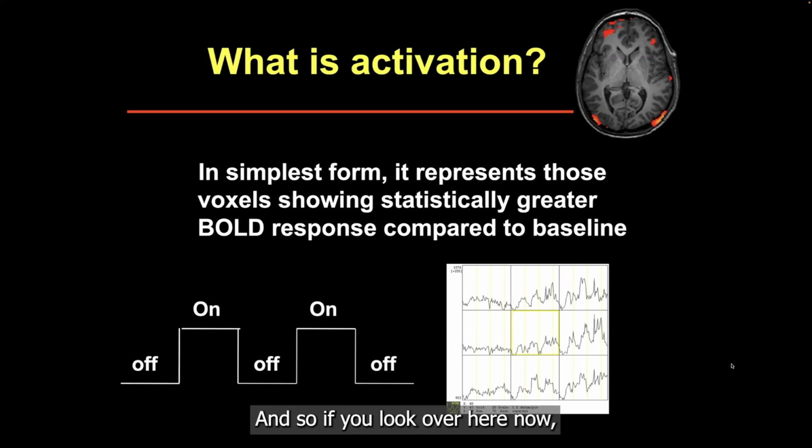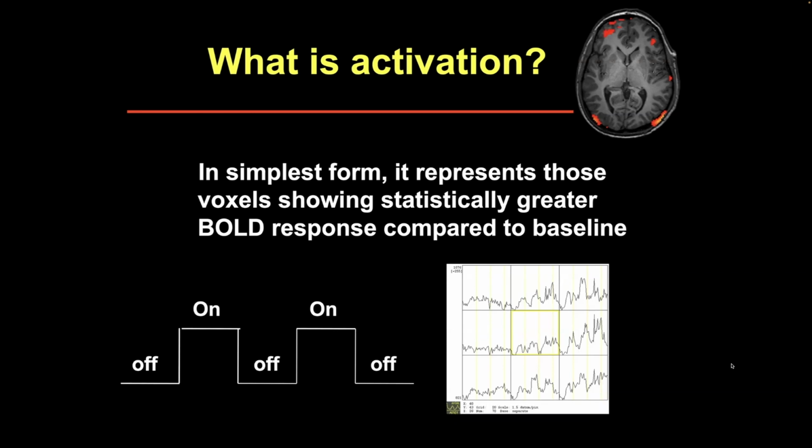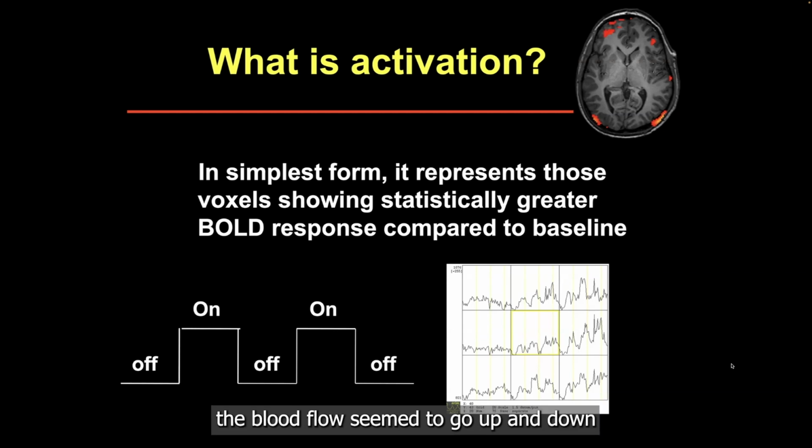And so if you look over here, now these are all of the voxels in the brain. There's only 9 here. You'd have thousands of these. And the software helps you analyze these data to look and see, based on this timing, which voxels had a BOLD signal, the blood flow, that seemed to go up and down in sync with your timing. And if it is in sync enough, we would say it's active, right?